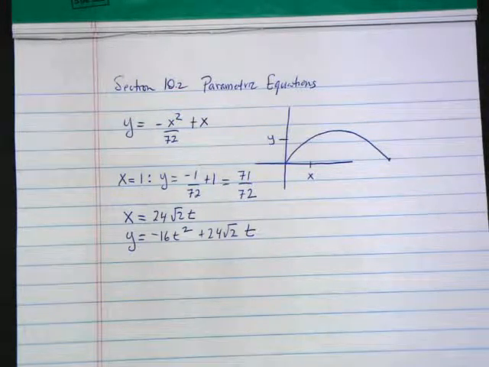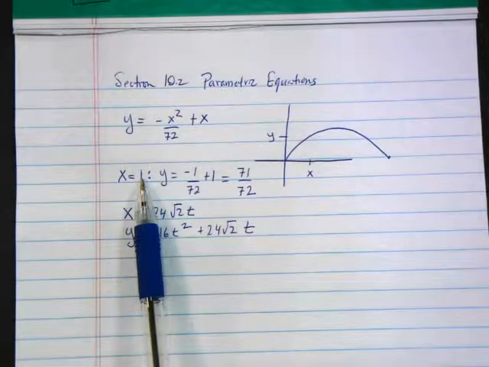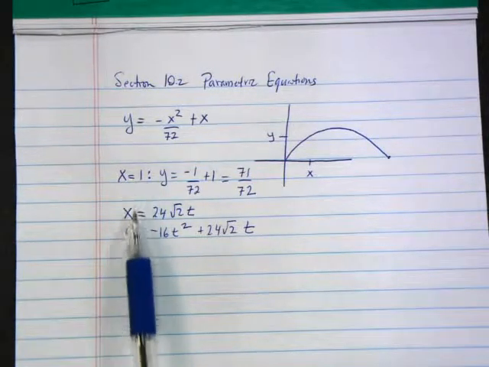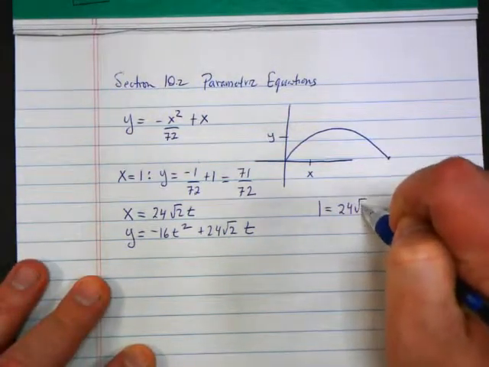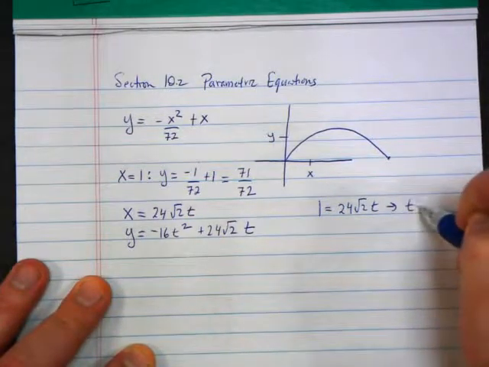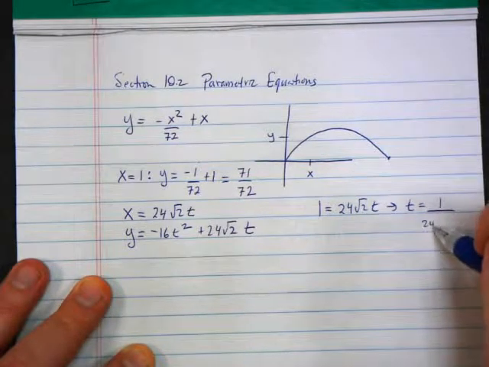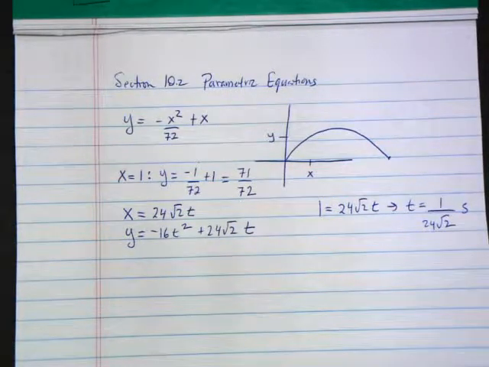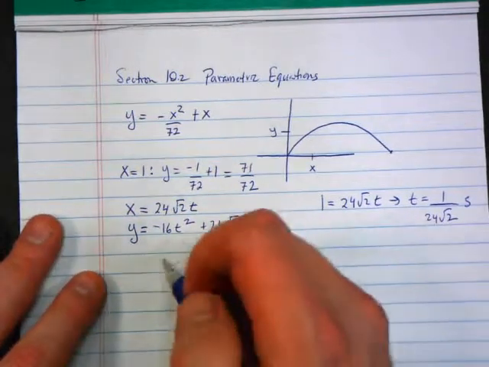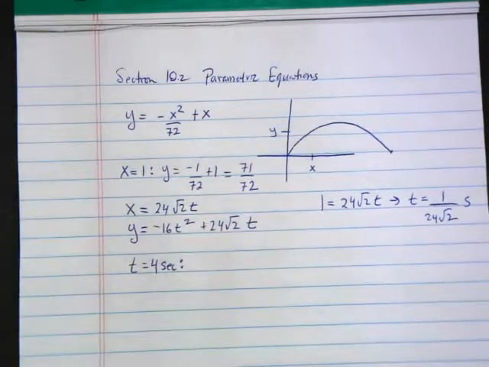So for example, if our object is 1 foot downrange, when did that happen? Well, I can take x equals 1 and plug it in right there. 1 equals 24 square root of 2 t, which means t is 1 over 24 square root of 2, and that would be in seconds. Now, typically you wouldn't do it that way. Typically what you would do is you would say, what's happening at t equals 4 seconds? At t equals 4 seconds, where's the object?